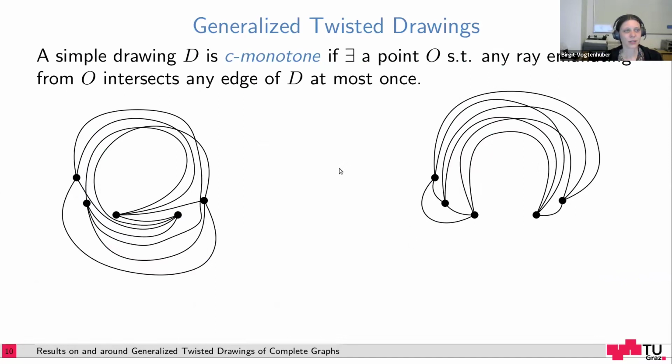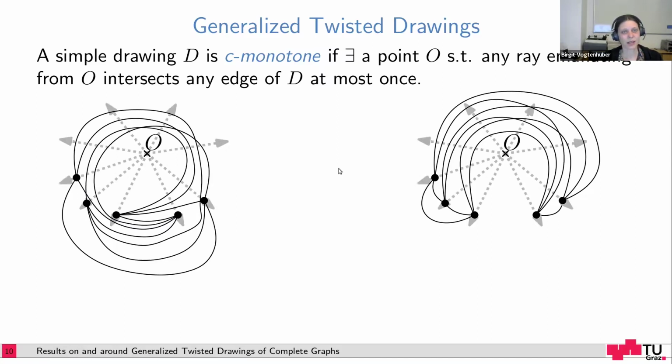A simple drawing is called C-monotone, short for circularly monotone, if there exists a point in the plane such that any ray that emanates from that point intersects every edge of the drawing at most once. So those 2 here are instances of C-monotone drawings. If we look at an edge, then any ray that emanates from O intersects it at most once. We could also draw this edge like this, would still be fine. What would not be allowed is something like this, because then we have rays that intersect the edge more than once.